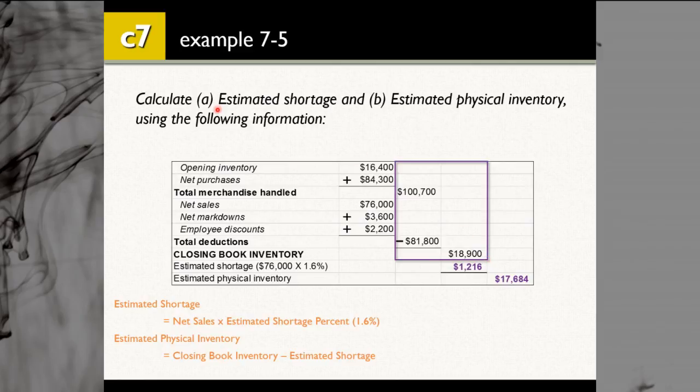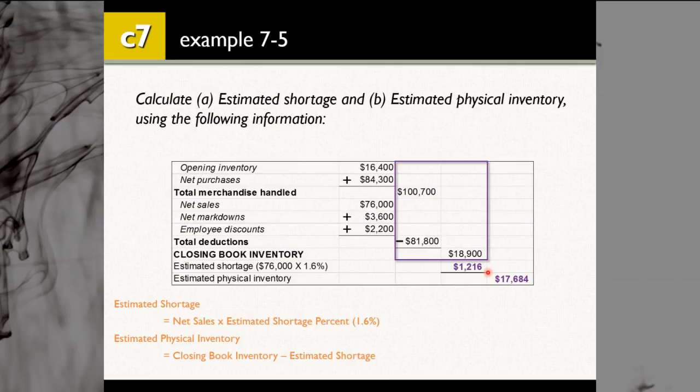For A, I already talked about this, but let's do that one more time. Estimated shortage is your net sales, which is coming from here, multiplied by your estimated shortage percent, which was from your previous figure. So 1.6%. So your estimated shortage amount is going to be $1,216.